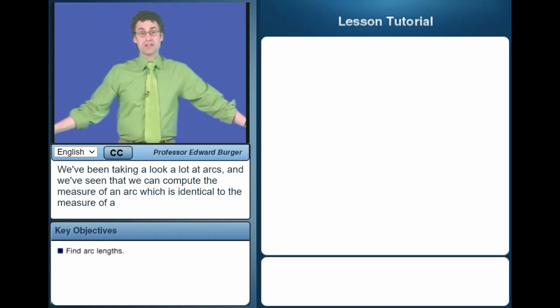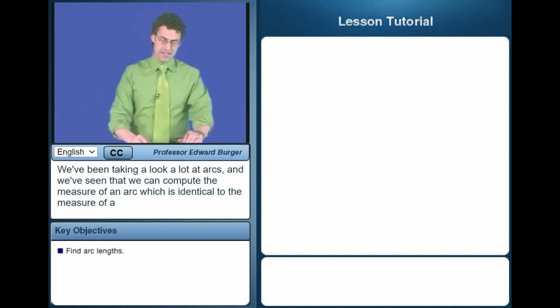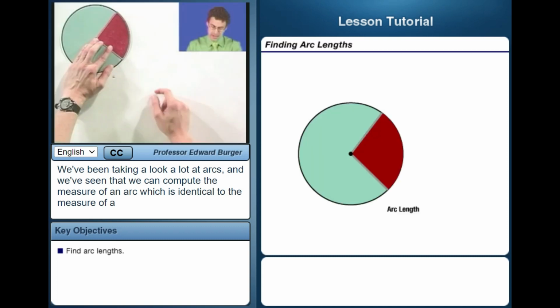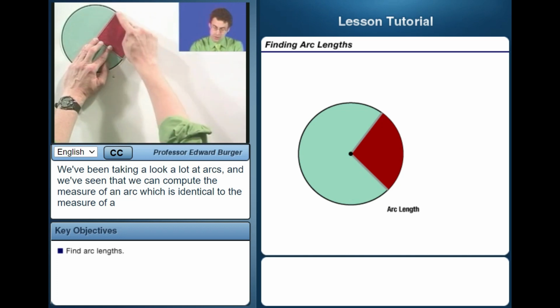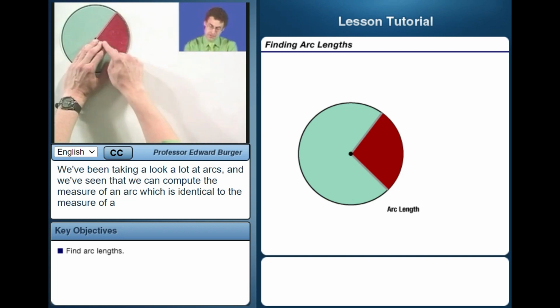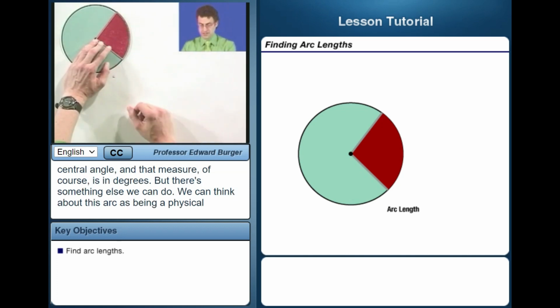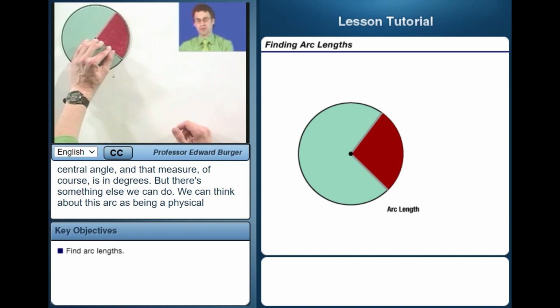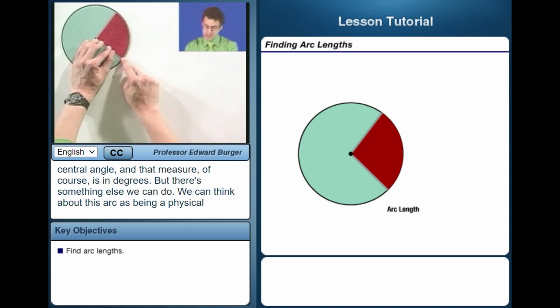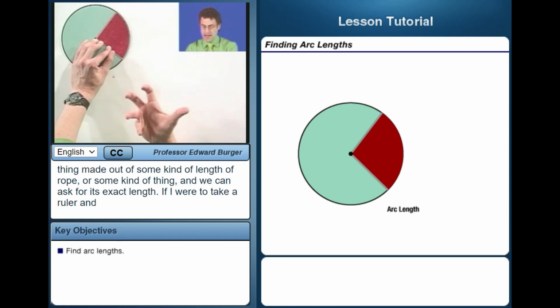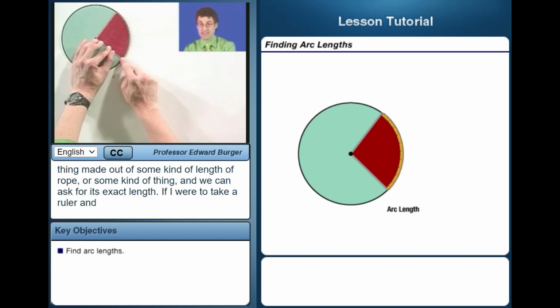Okay, so we've been taking a look a lot at arcs, and we've seen that, in fact, we can compute the measure of an arc, which actually is identical to the measure of the central angle, and that measure, of course, is in degrees. But there's something else we can do. We could think about this arc as actually being a physical thing made out of some kind of a length of rope or some kind of thing, and we could actually ask for its exact length.